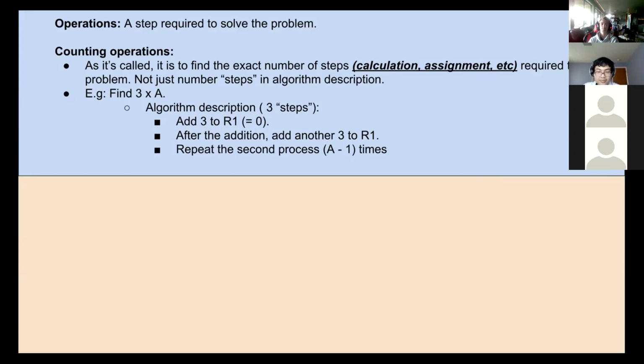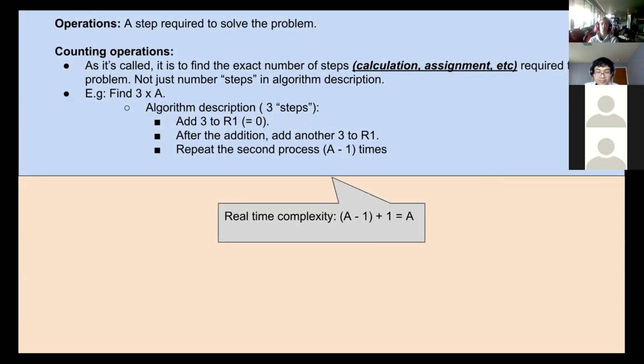So we see in this little algorithm here, we have 3 steps. We add 3 to row 1, and then after that addition, we add another 3 to row 1. We have to repeat the second process a minus 1 times. So the real complexity of this is a minus 1 plus 1, which is just a.